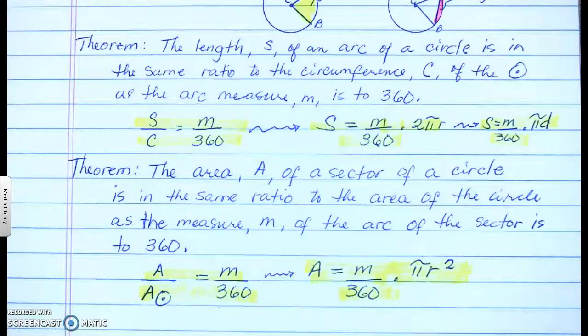Guys, I hope that you can find the pattern. All the same, here you're talking of length, which is why it's over the circumference. Here you're talking of area, which is why it's area of over the area of a circle.